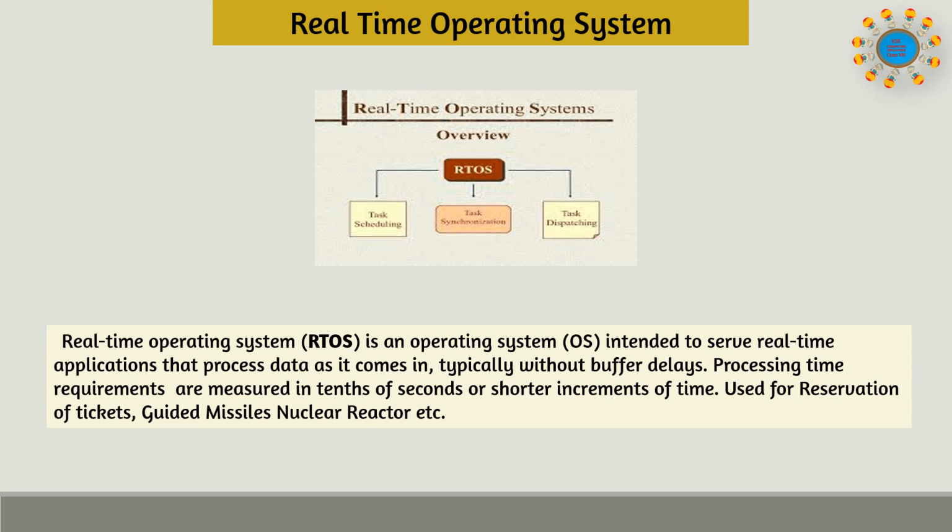Reservation system. You are reserving a ticket for a flight or train. You log in, and as you log in, you can see the number of seats available. You can book the ticket, and as soon as you book, that particular seat will show as non-available because you have booked. So all these things are real time. We are giving the data, and at the same time the result is coming.